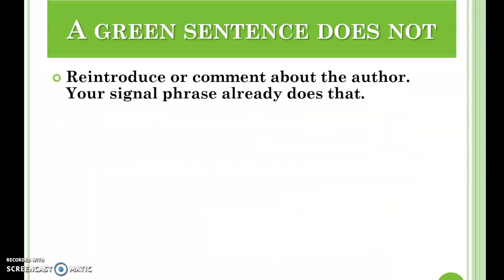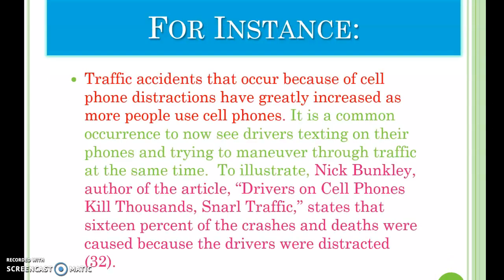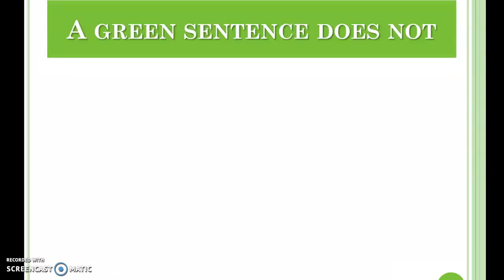Here are some things a green sentence does not do. It does not reintroduce or comment about the author. Your signal phrase already does that. A signal phrase is a phrase like the one we just saw in the previous slide. Let me go back for a minute. "Nick Bunkley, author of the article," that's a type of signal phrase, and we'll be talking more about those as well.